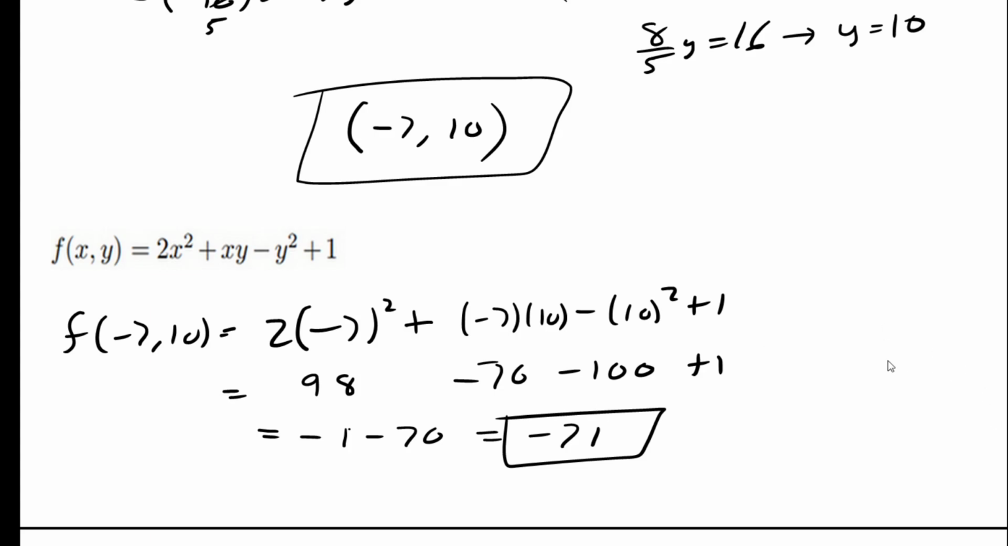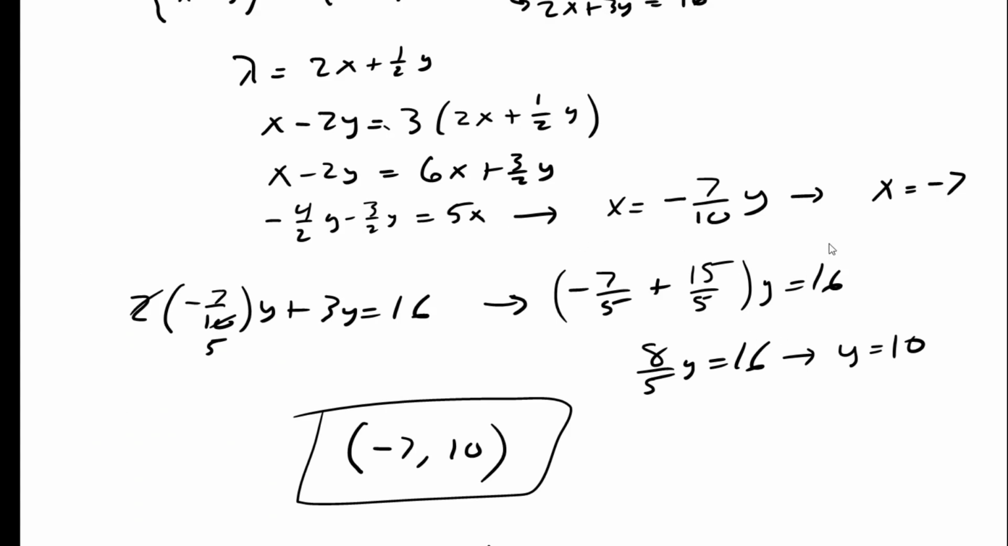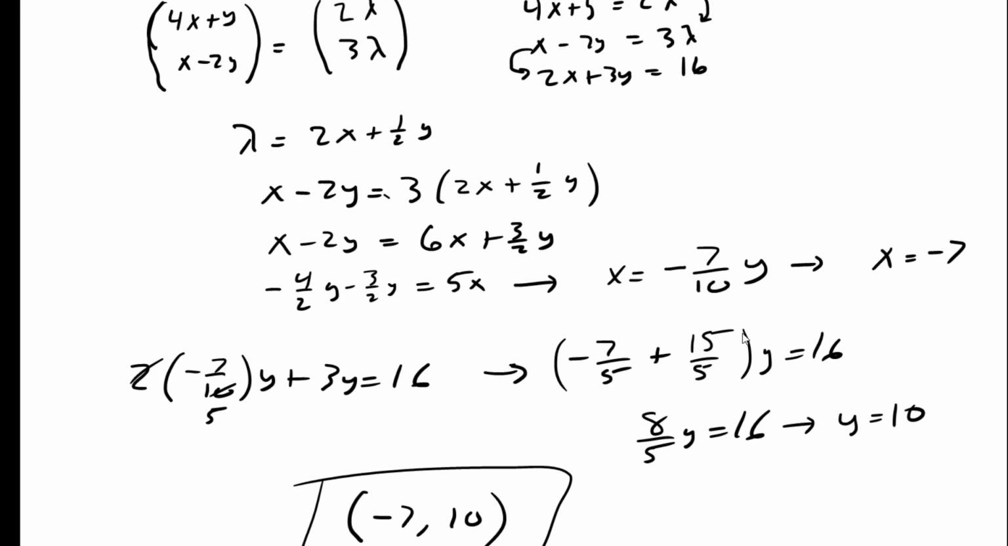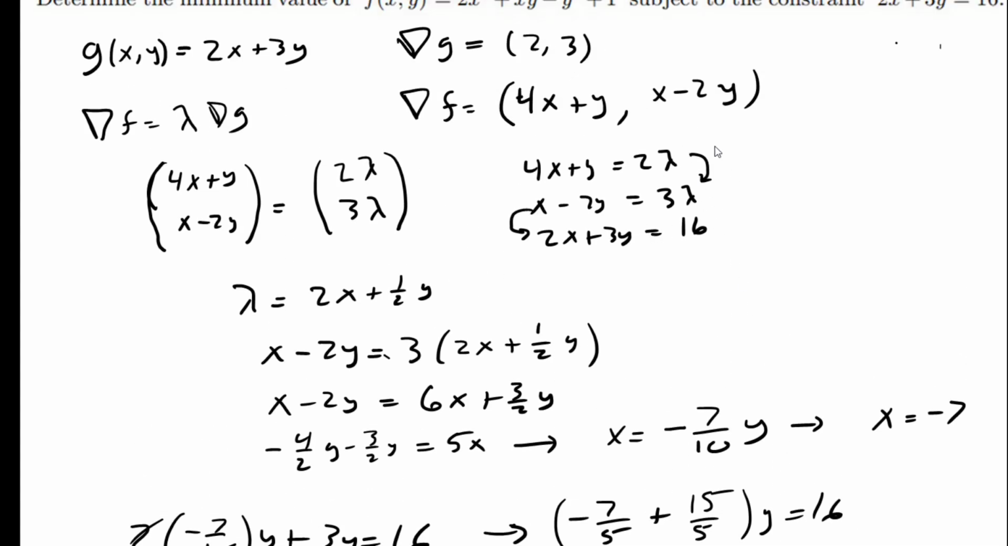Okay, any questions, Lagrange multiplier? So this one was nice because I only had one value for lambda and one value for x and y. That ended up because it was all a linear system at the end.